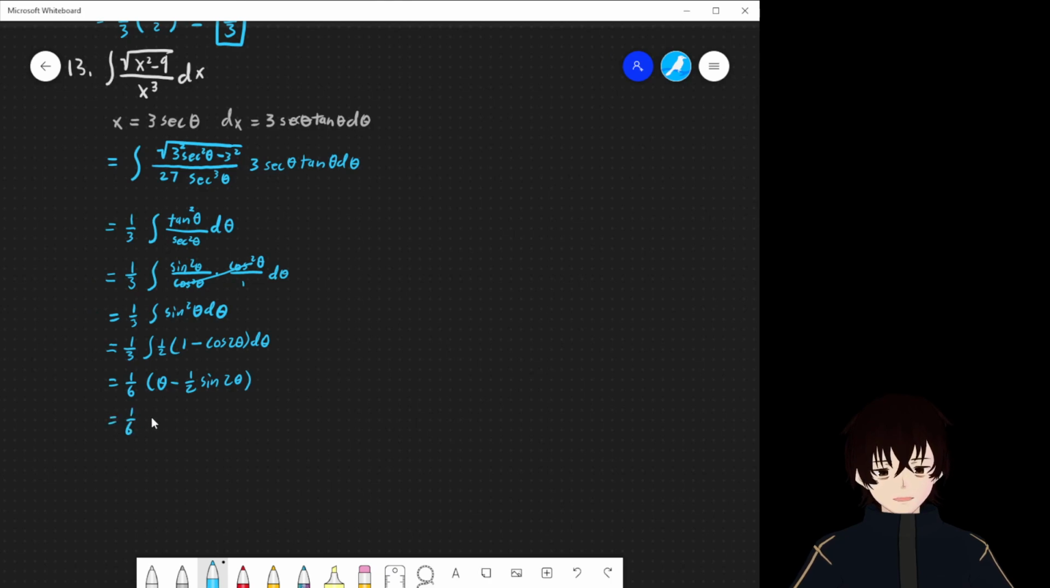And now if we plug things back in, theta is equal to arcsecant of x over 3, and then minus 1/2 sine of 2 arcsecant x over 3 plus c.